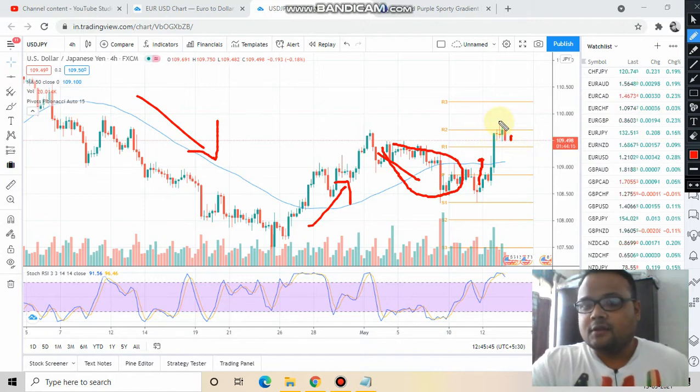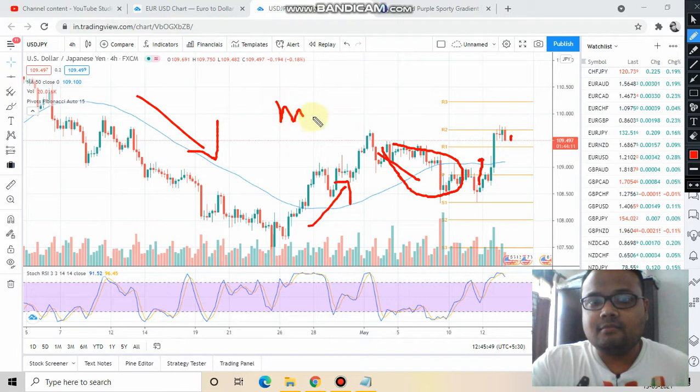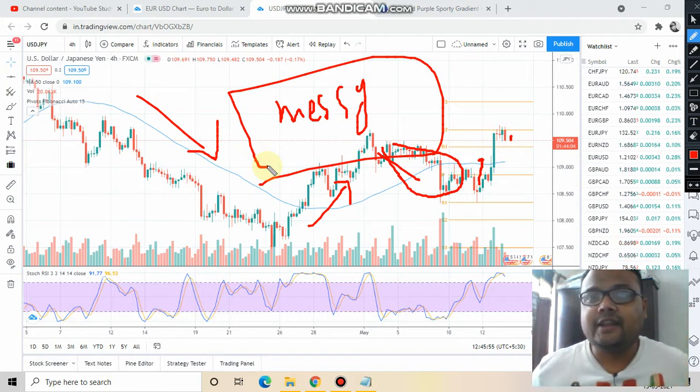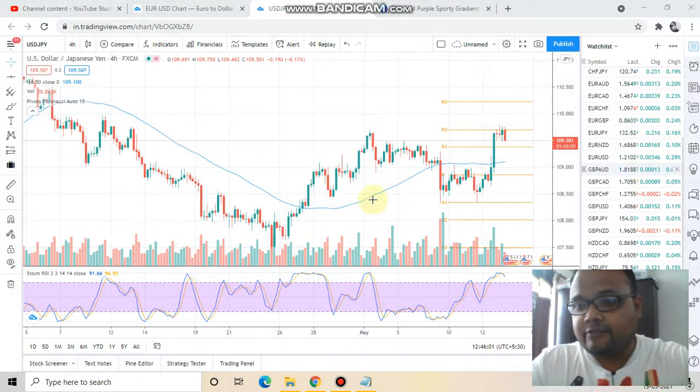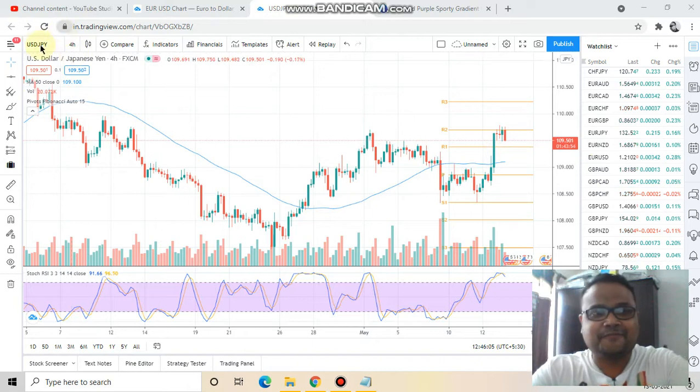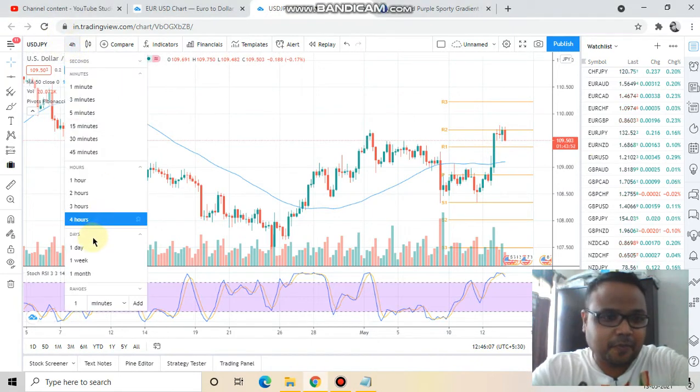Okay, so overall the picture is very messy. The chart is not that clean, and things are quite complicated. So as you know, I always prefer the multi-time frame analysis. So now let's switch to the weekly time frame and see what is going on.